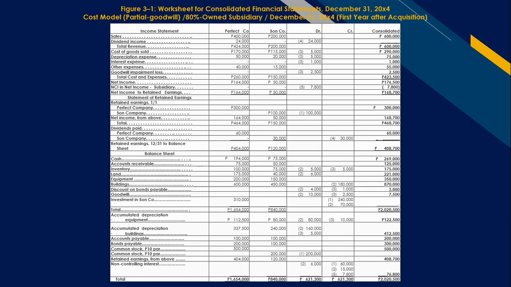So again, the entry is to debit retained earnings January 1, 100,000. Then debit common stock 200,000. So total debit of 300,000. Then we credit, in number 1, investment in Sun Company 240,000 and non-controlling interest 60,000.